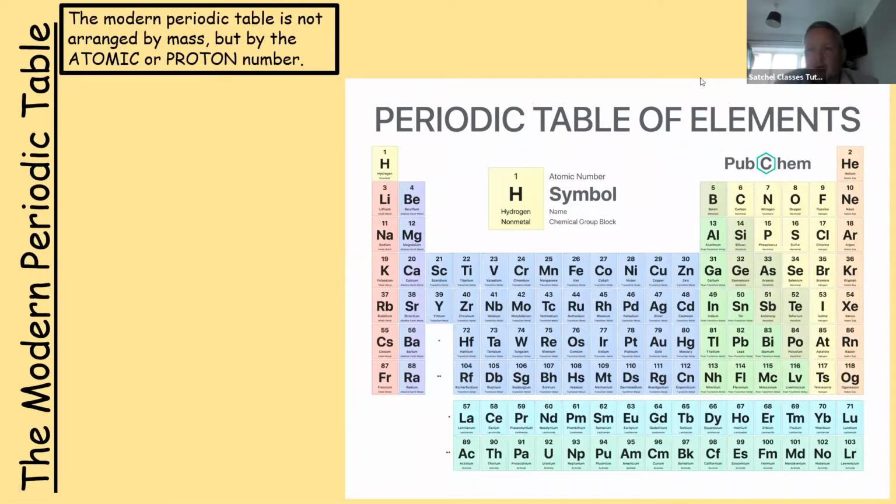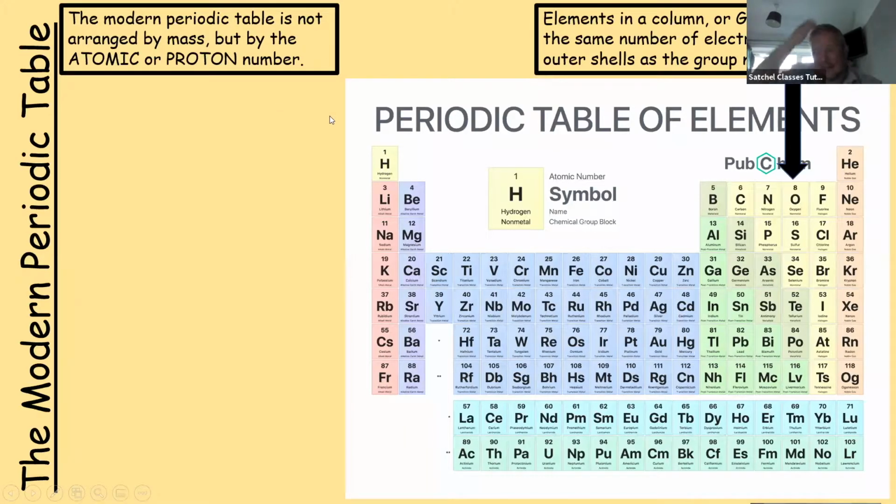First off, you need to remember the periodic table. This is given to you in a chemistry exam, so you don't have to remember everything. Now, there are some things about this periodic table that are going to make it very, very useful when it comes to your exams and talking about ion formation. First thing to know is that elements in a column or group have the same number of electrons in their outer shell as the group number.